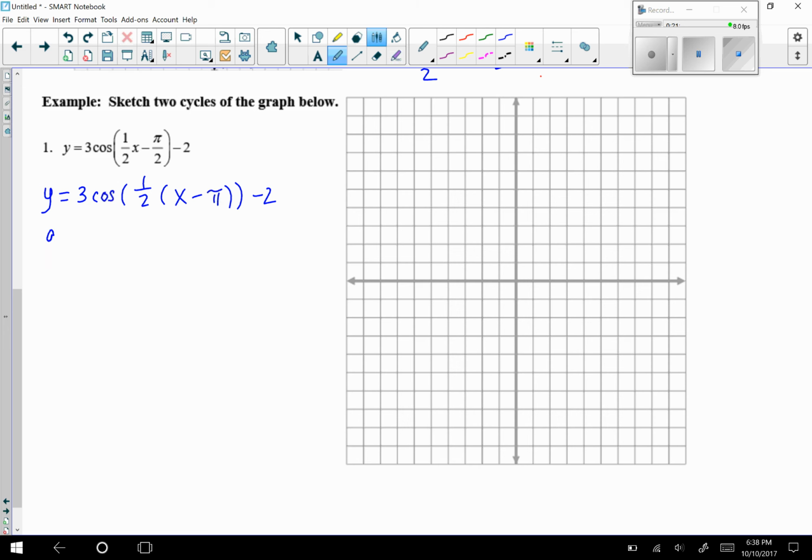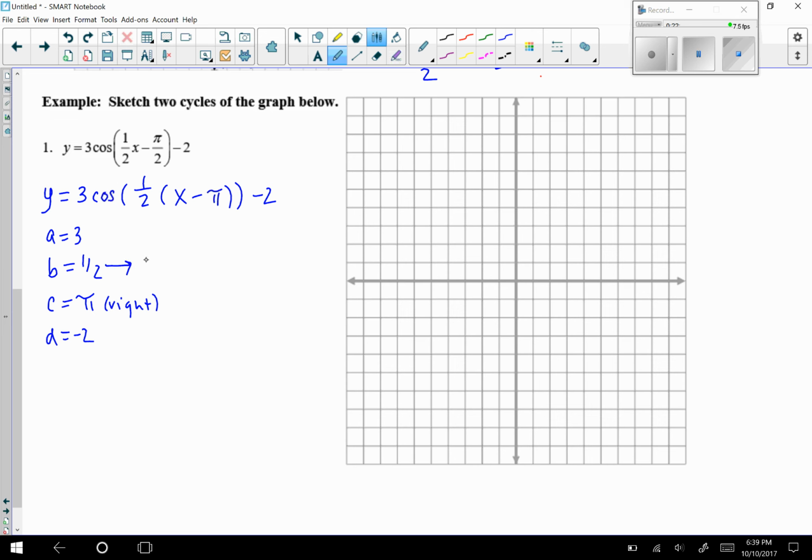So my amplitude is 3. My b value is 1/2. My c value is pi, so we're going to the right. My d value is equal to negative 2. So I like to think about my transformations as I'm doing this, but I also need to figure out a couple other things before I do that.